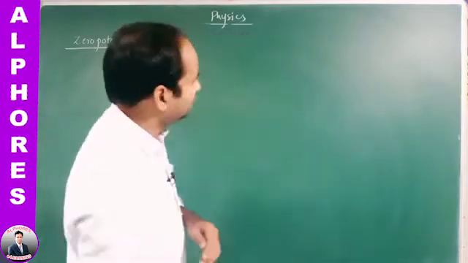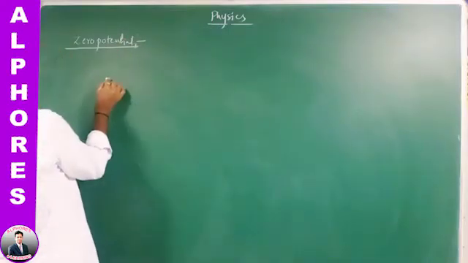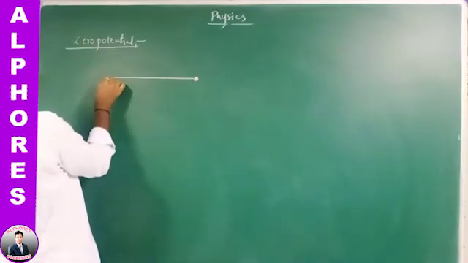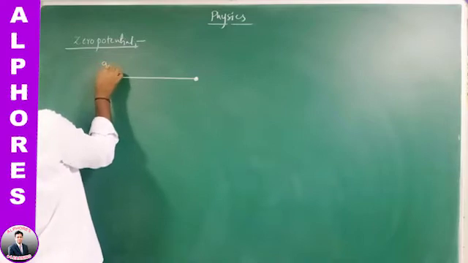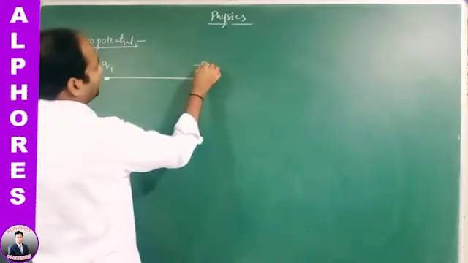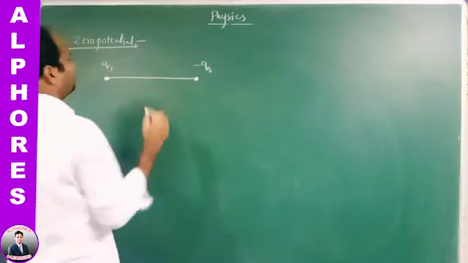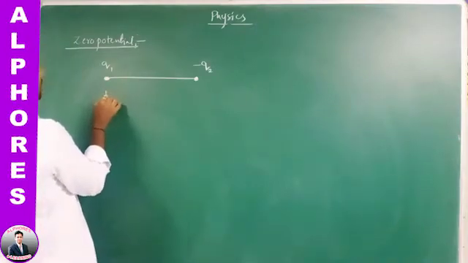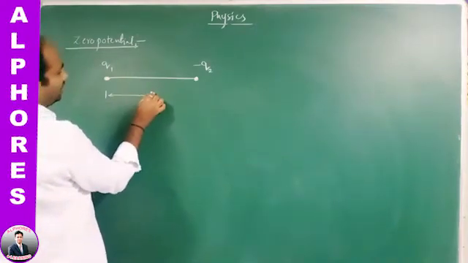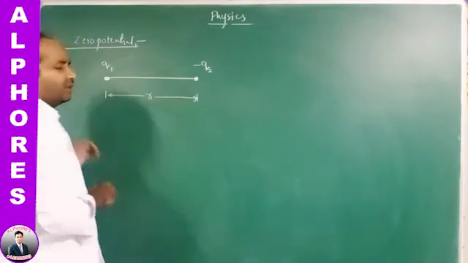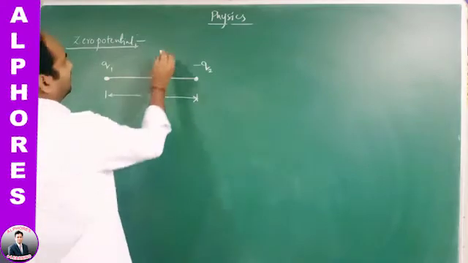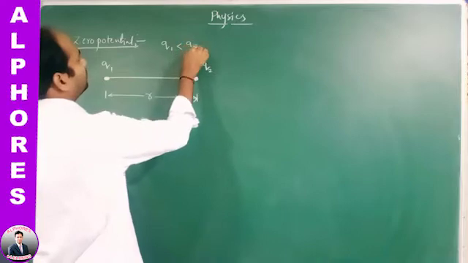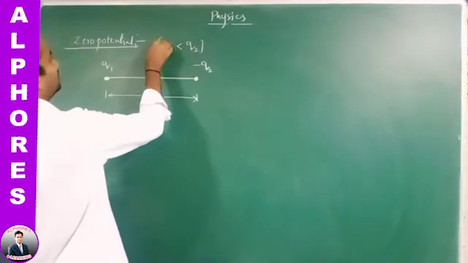First of all, let us consider two charges Q1 and Q2. Let us take Q1 as positive and Q2 as negative, plus Q1 and minus Q2, separated by a distance R. And assume that the magnitude of Q1 is less than the magnitude of Q2, that is, Q1 is less than Q2.